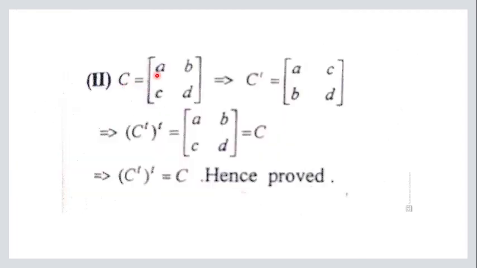Now this is matrix C is equal to A, B, C, D. We need to find first of all the transpose of this matrix C. Transpose will be the first row switched to first column, and the second row switches to the second column. So this is C transpose. Now we will take transpose of this matrix again. C transpose transpose. The first row changes into first column, the second row changes into second column. You can see that now this A, B, C, D is actually matrix C. So therefore (C transpose) transpose is equal to C, hence proved.